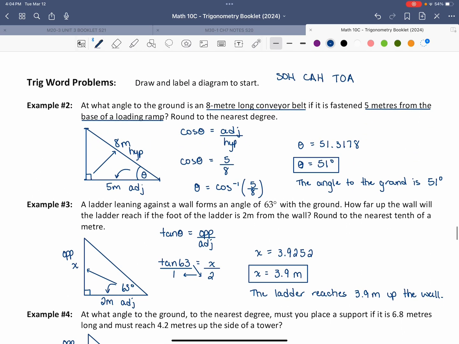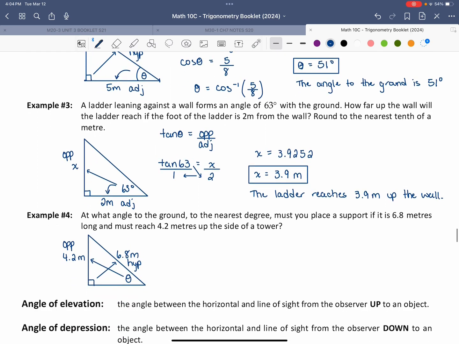Then we would use from SOHCAHTOA, sine theta equals opposite over hypotenuse. Plug in our values. Sine theta equals 4.2 over the hypotenuse is 6.8. Then we want to take the inverse sine of each side, and we get theta equals sine inverse bracket 4.2 over 6.8, close bracket.